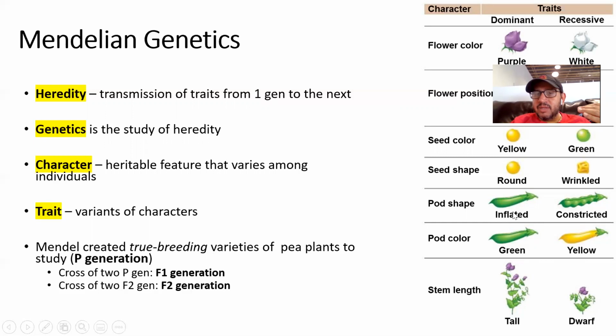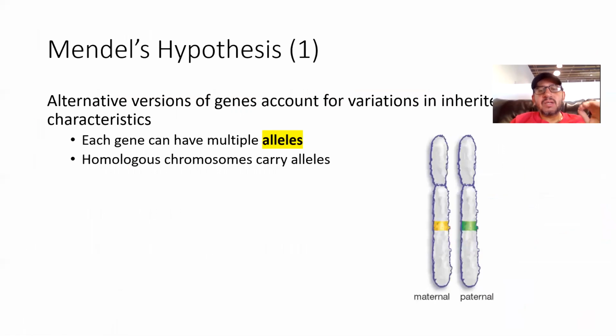Again, he was able to cross, and he was able to see different traits arise. So he crossed the P generation, then he crossed the F generations, and he was in for a world of surprise when he did that. So the first hypothesis that Mendel had was there are what's known as alternative versions of the genes.